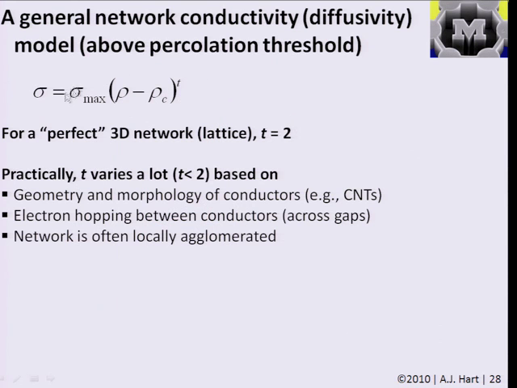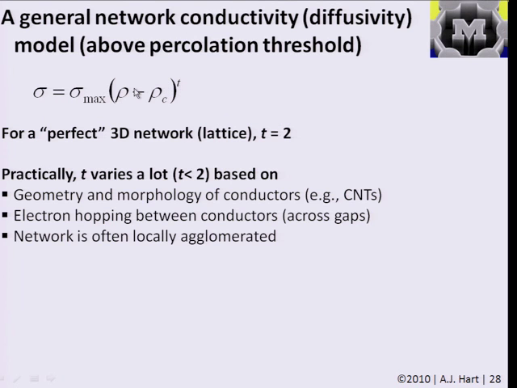So the most general model for this percolation behavior says that the conductivity scales according to an equation like this above the percolation threshold. So you have a conductivity which is equal to some assigned maximum conductivity at high volume fractions, and that is multiplied by the density of the structures, or the volume fraction or area fraction, minus the critical density, so the density at the percolation threshold, raised to an exponent.